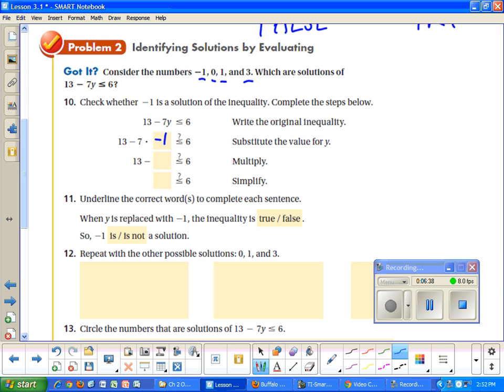7 times negative 1 is negative 7. 13 minus negative 7 is 20. Is 20 less than or equal to 6? The answer is, that is false. So negative 1 is not a solution. So that's what you're going to do here. I'm just going to pause here and then show you the work for the other solution.